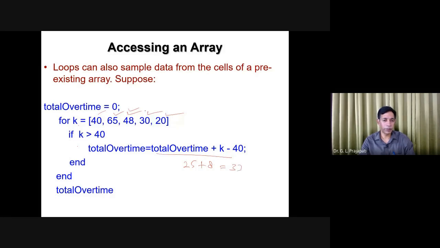Next, the fourth time you are entering, k becomes 30, and this is not true. So it will exit from this end, and again it will go for the last value of 20. Once it is 20, this is also not true, you are not going to execute this. You go to the end part, and since the elements are exhausted, you are at this part, and now you are going to print, and the answer you will get is again 33.